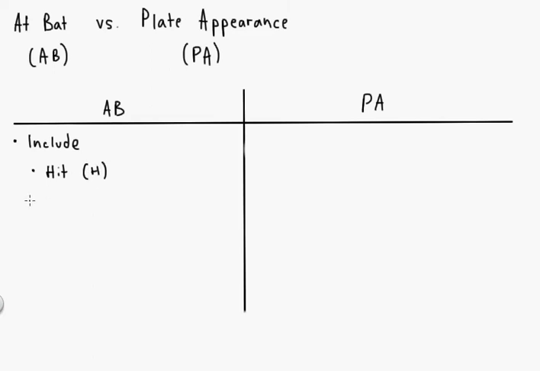a single, double, triple, or home run, anytime a batter gets out, which can be a strikeout, a ground out, a fly out, anytime they hit into a fielder's choice, so that's where they get a leading runner out because of their hit, where they normally would have been the one out, or they reach base because the defense made an error. This does not count as a hit in baseball.